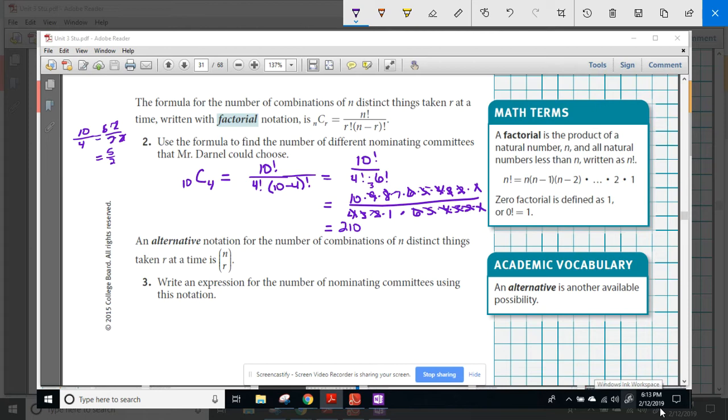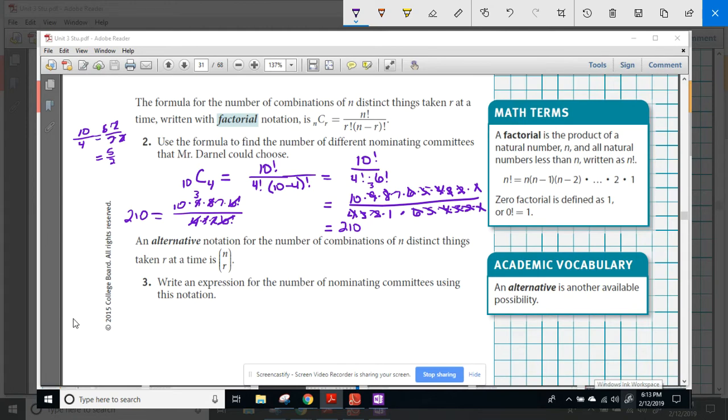I do want to show you, if I had been working this, I really wouldn't have written all that out. I would have stopped right here. I would have said 10 factorial is 10 times 9 times 8 times 7 times 6, and I would have left that right there because I recognized that the 6 factorial on top would cancel out with the 6 factorial on bottom. And then I would have worked with that. The 4 and the 2 would go out with the 8. The 3 would go out with the 9. And that would leave 210. Okay, so I got the same answer either way.